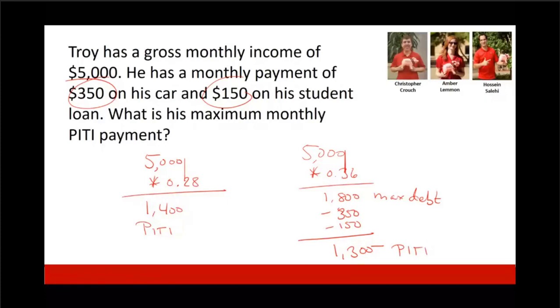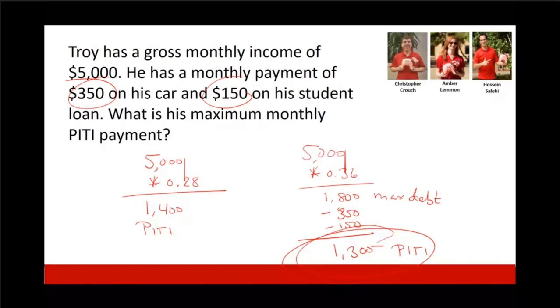So for Troy, what is the maximum PITI the bank will give him? 1,300. 1,300, right. I can pretty much guarantee 1,400 is also going to be an answer choice. So don't just solve one way. Make sure to solve it both ways because you want the lower number, because that's the maximum that the bank is willing to give you.